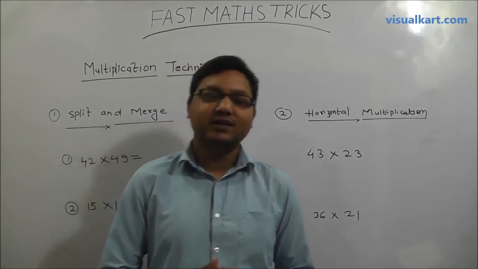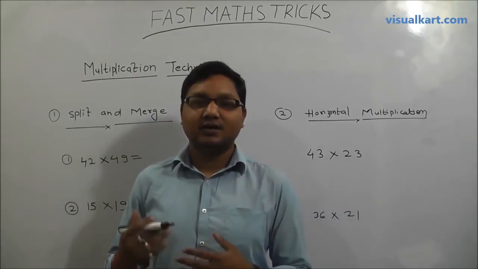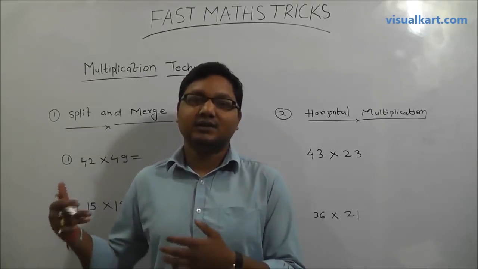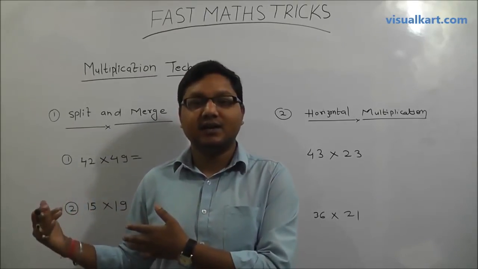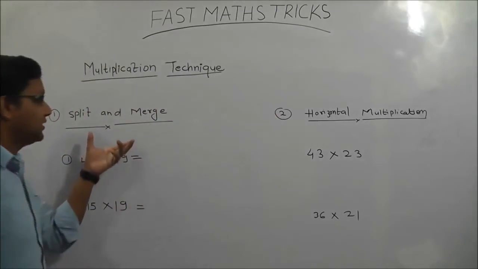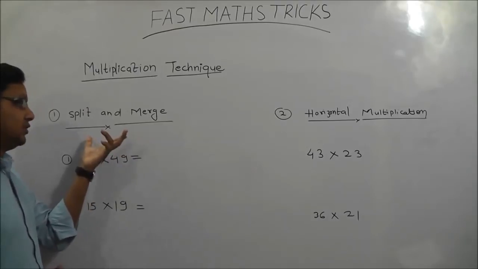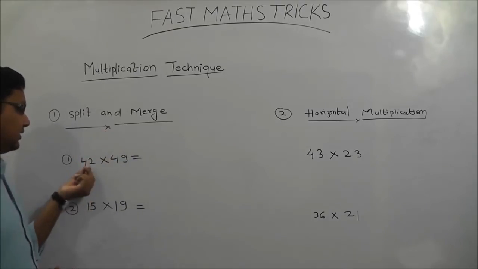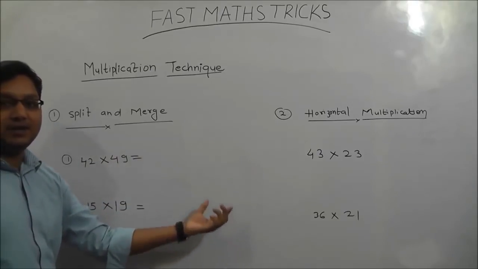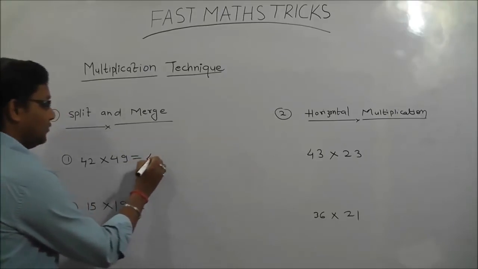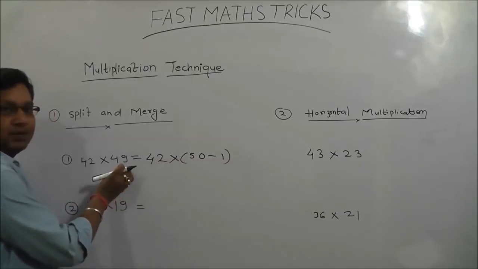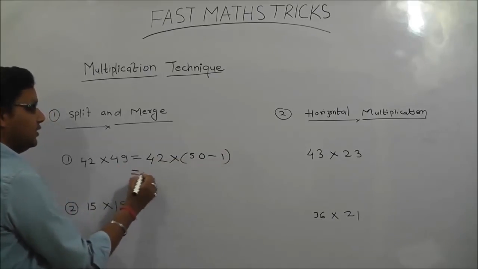So let us now see the multiplication technique. Okay, so multiplication is an important factor in simplification. So let us see some of the multiplication techniques. It will help you to minimize your time duration. Okay, so let's see first the split and merge method. Okay, so split and merge method, like 42 into 49. Instead of multiplying by writing in a vertical order, you can multiply in this way: 42 into 50 minus 1. Write 49 as 50 minus 1. Okay, so how much will we get?